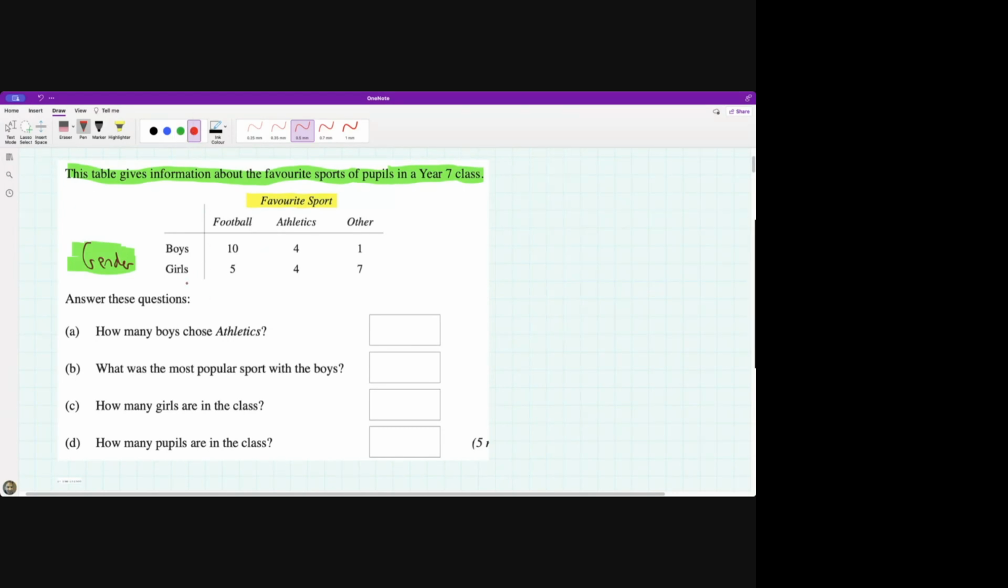So I'm just going to wait for my answers. How many boys chose athletics as their favorite sport? That's the first one. Well, let's go and look. Boys, athletics. First answer is 4. Then the next one, what's the most popular sport with boys? We look at the row with boys and we see clearly it is football. Okay, what about C? How many girls are in the class?